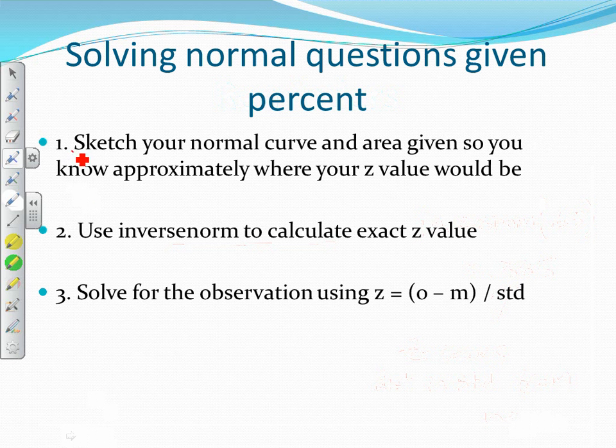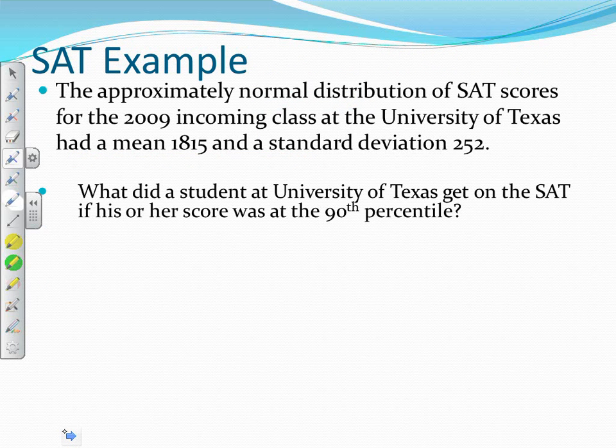You can sketch your normal curve too. That might be step one, just to show you exactly where your areas will be, but sometimes it's harder to see exactly and you might confuse yourself. So all it is, is changing your percent into a z and then changing your z into an observation.